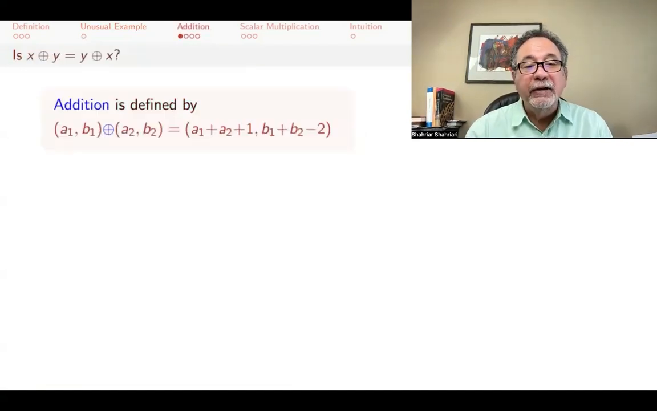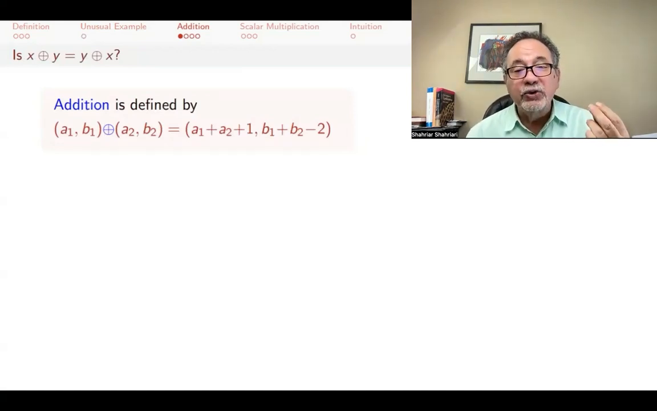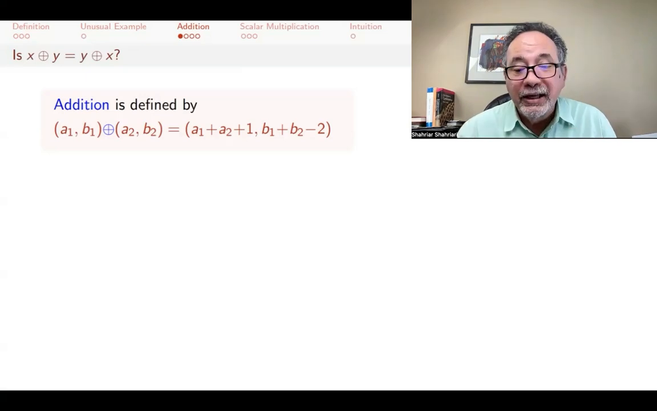Addition is defined by this rule, and the first thing we have to check is whether x plus y is the same as y plus x. Now, x and y, each one of them is a pair of numbers, and the plus is this new plus. So I have to see if this new plus is commutative.